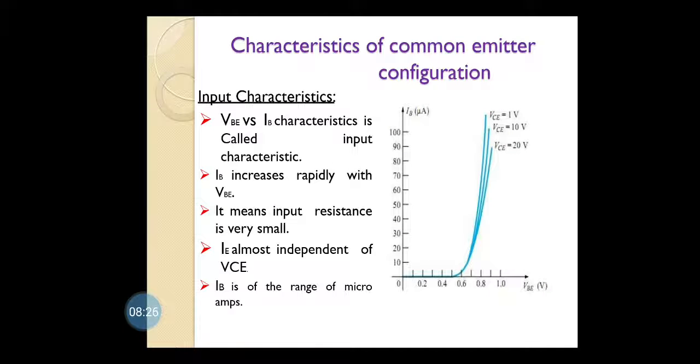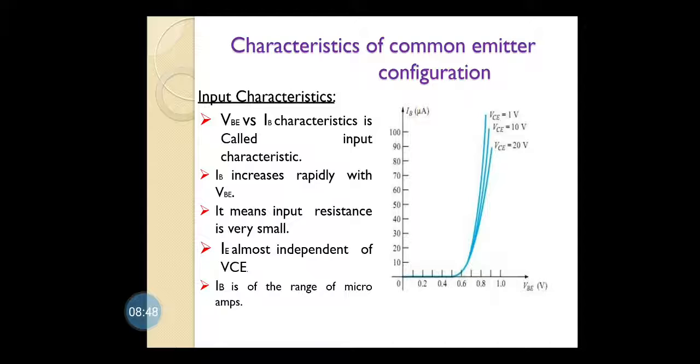You can see here, the transistor turns on after 0.5 volts and the current starts flowing after 0.5 volts, and then the current increases drastically. This is the graph for VCE equal to 1 volt, a single graph. Just check it out for VCE equal to 1 volt.